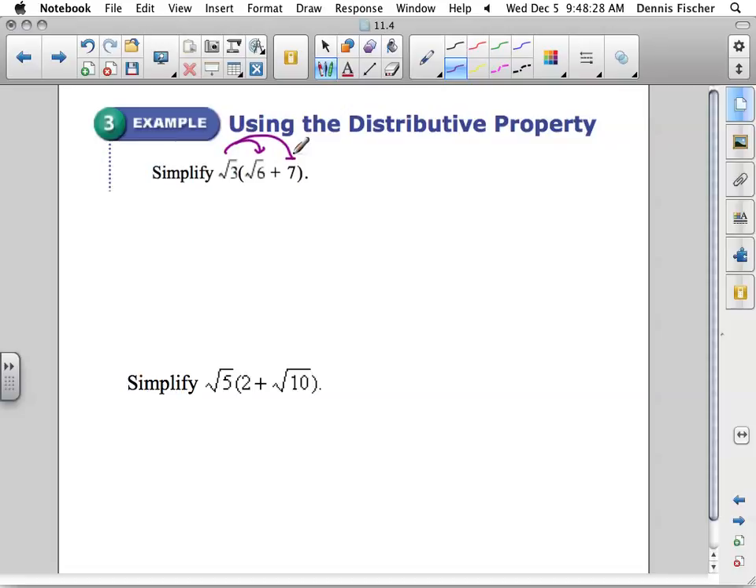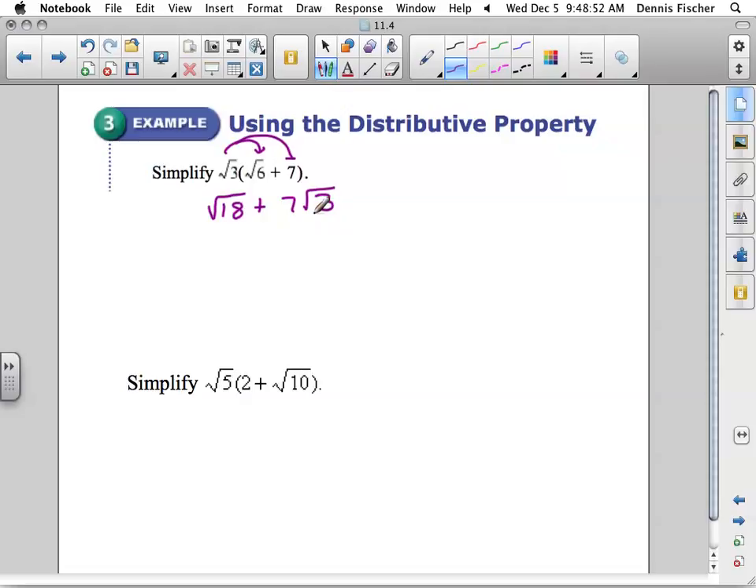Okay, when I bring this through the parentheses, what do I get? Square root of 18 plus 7 square root of 3, correct? And 18 can be smaller, because that can go into 9 too. Whenever I get a problem done, I don't want you to stop. A lot of people will stop at this step. So, well, I did what it said. It just said distribute. It didn't say anything else.